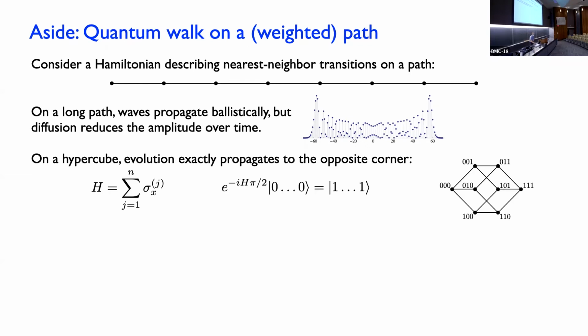So here's what we can do. Let's think about how things would evolve if, instead of this particle evolving on a path, it was evolving on a hypercube. There's a little picture of a three-dimensional hypercube shown here.